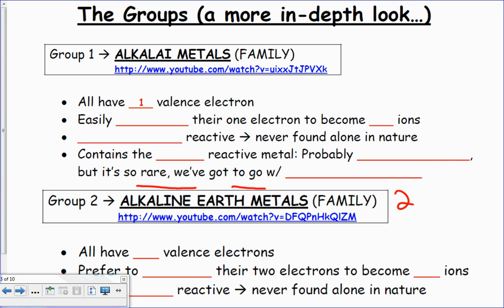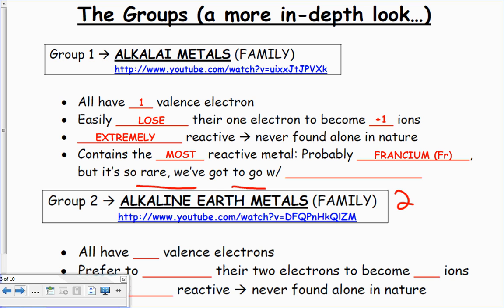But all the elements have one valence electron. They easily lose their valence electron to become positive 1 ions. Remember, when you lose an electron, you become positive. It's kind of opposite. They are extremely reactive, and therefore you never find them alone, as pure elements in nature. This contains the most reactive metal, probably francium, however you want to say it.